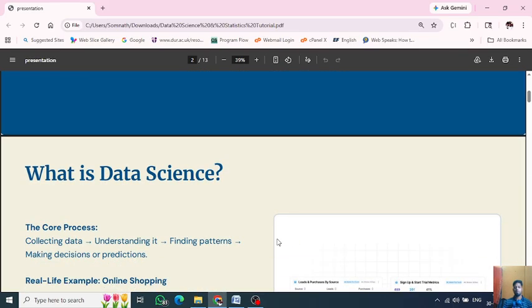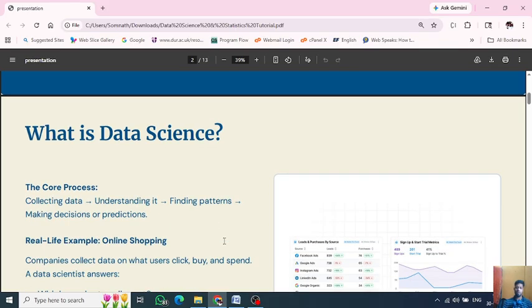So the first question is, what is data science? Actually, data science is, you can say, a process. First you need to collect the data, understand the data, find the patterns, and make decisions or predictions.